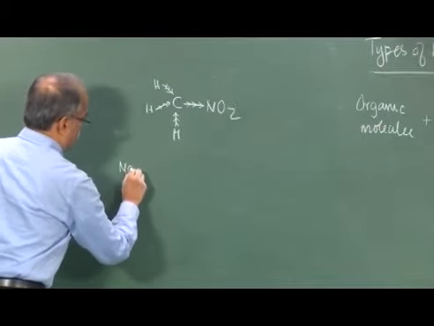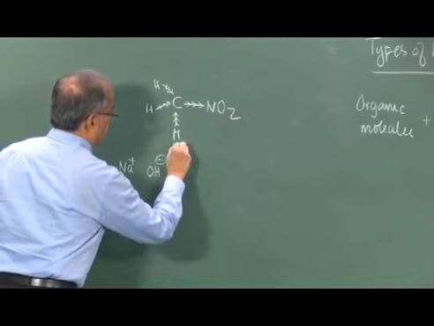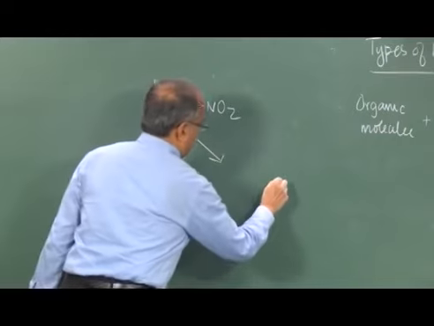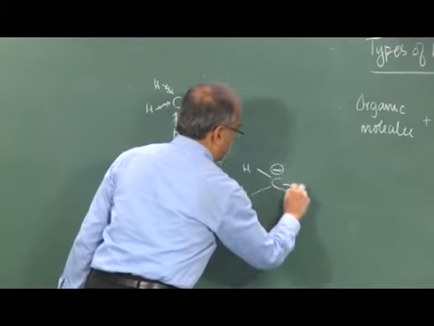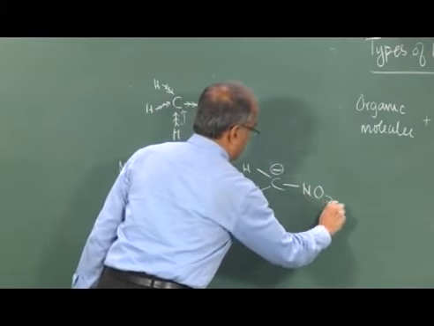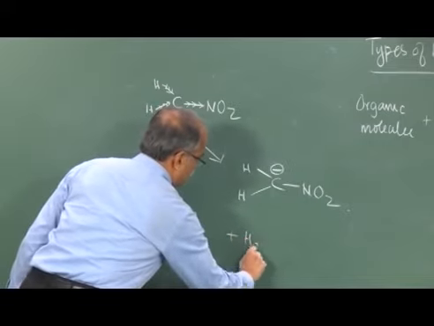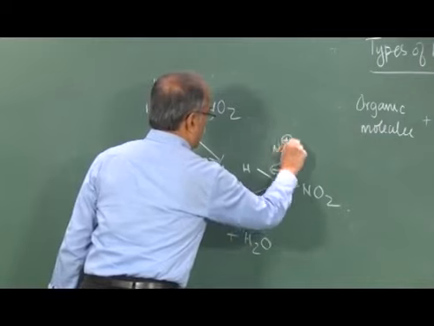So, if this is treated with sodium hydroxide, for example, sodium hydroxide can abstract a hydrogen, resulting in the formation of a carbanion and water. The counter ion here will be sodium ion, for example.